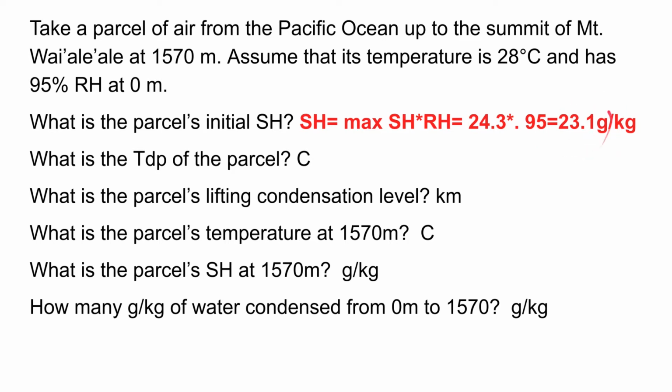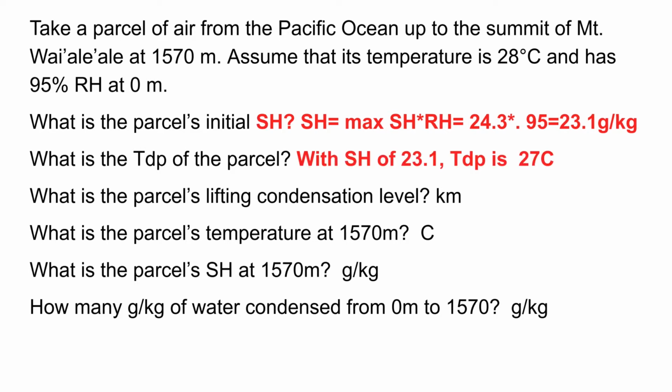Once we know the specific humidity, 23.1 grams, we can then look that up on the chart to find the dew point temperature. So if you have 23.1 grams of water vapor, the dew point temperature is going to be 27 degrees Celsius. So now we know the dew point temperature, and we can find the lifting condensation level, because its temperature on the ground is 28 degrees. The dew point temperature is 27.